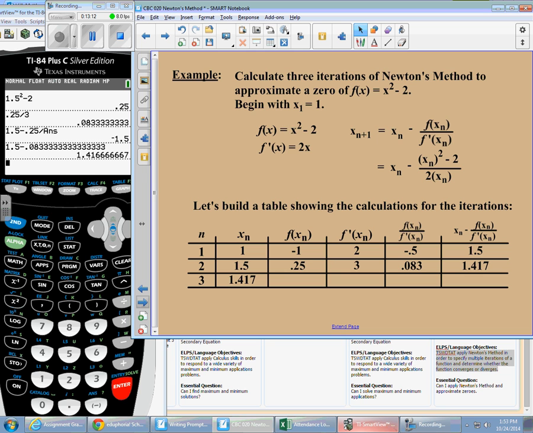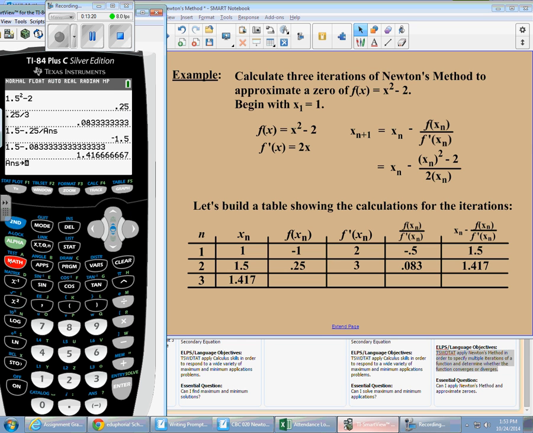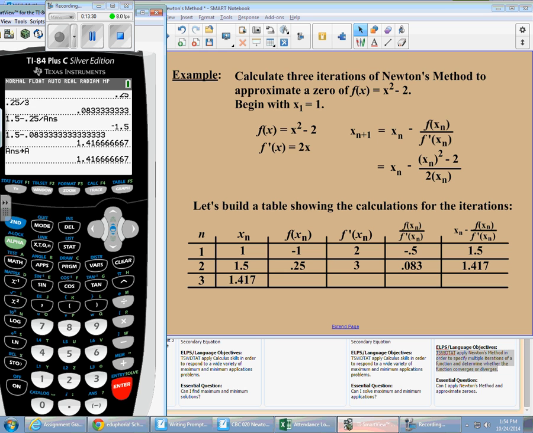Now here's where things are going to get interesting. We've got that x sub n value. We're going to need this guy repeatedly. So if I were you, I would store my value into the memory of the calculator so that it can be easily recalled. I'm going to store this value and call it variable a, and then we will go from there.